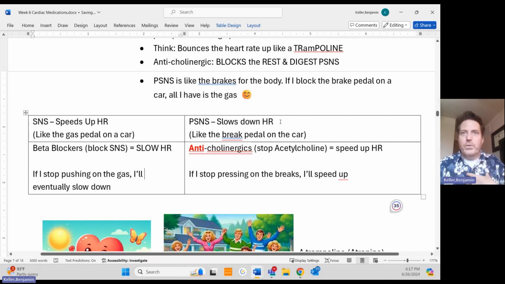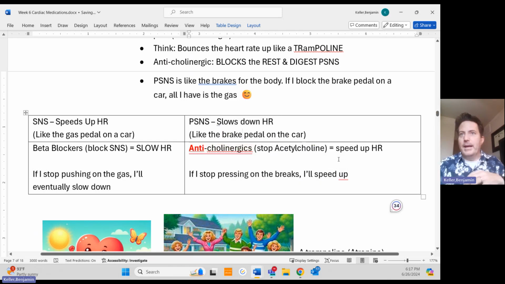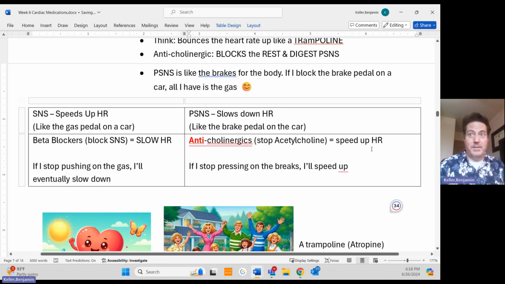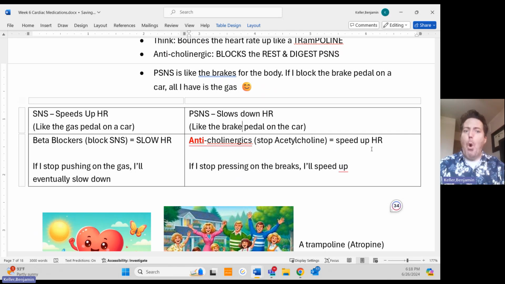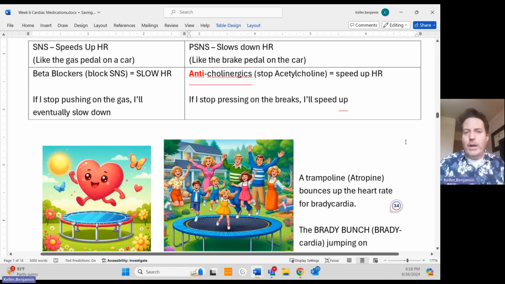The PSNS slows down the heart rate. It's like a brake pedal on a car, and an anticholinergic stops the acetylcholine. That's what anticholinergics do. They stop the acetylcholine, which speeds up the heart rate because acetylcholine slows everything down. Acetylcholine slows it down. And if we block the slow, then it speeds back up because we blocked the slow. So if I stop pressing the brakes, it'll speed up. So here's just an easy way to remember that.